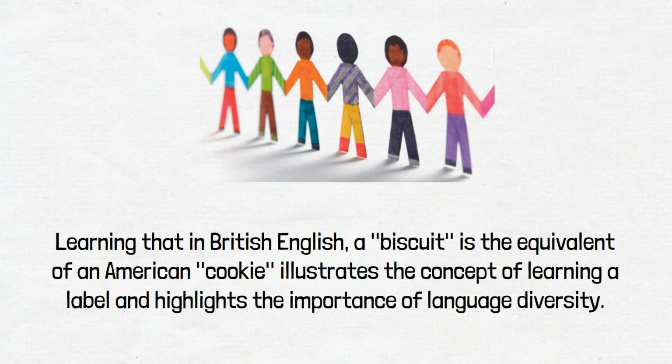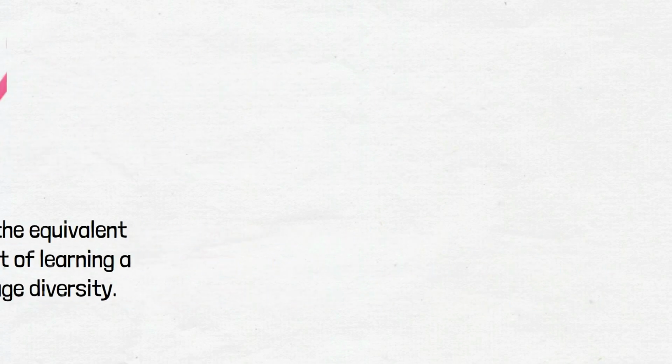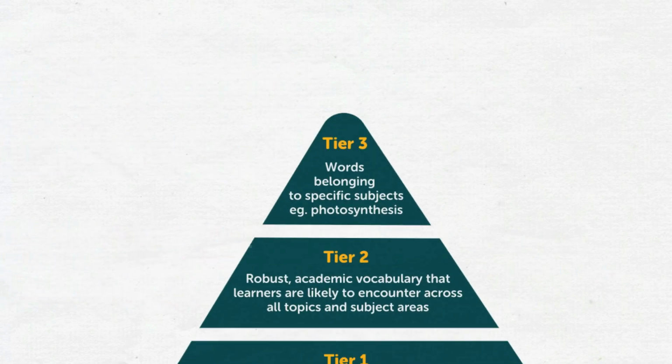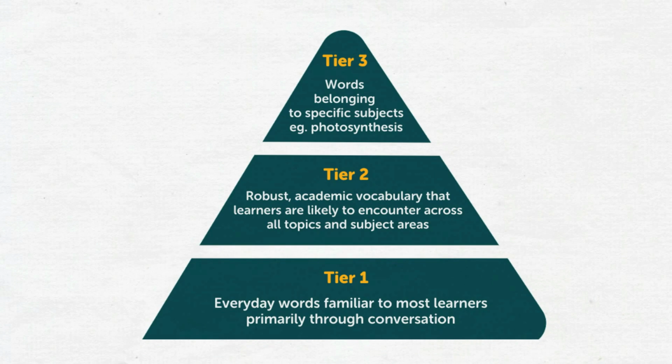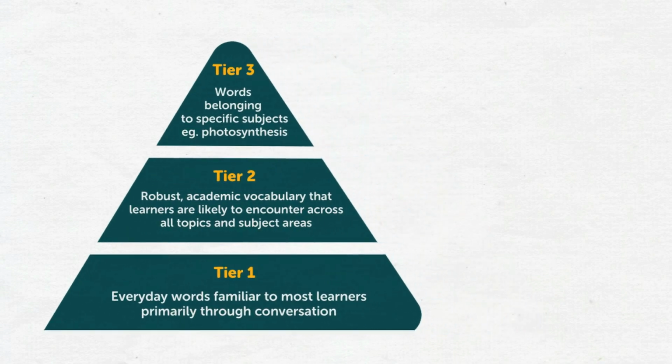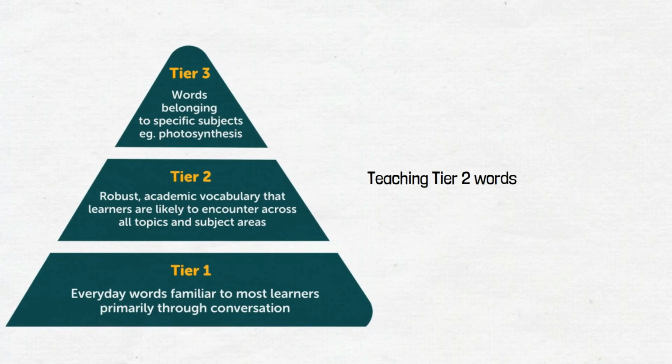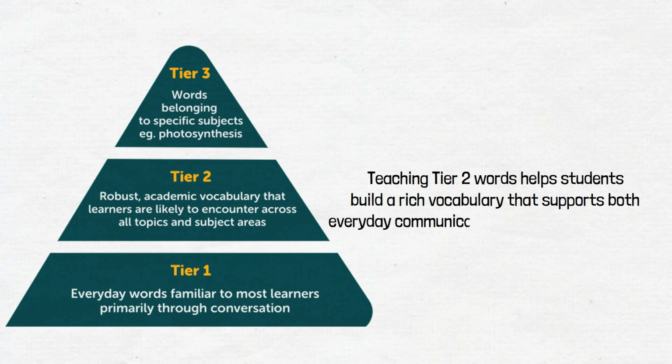Teaching tiered vocabulary is another effective strategy. Words are categorized into 3 tiers based on frequency and complexity. Tier 1 words are basic and commonly used, such as run or happy, while Tier 3 words are domain-specific, like photosynthesis. Tier 2 words, such as peered, are particularly valuable for instruction because they appear across various contexts and enhance academic language. Teaching Tier 2 words helps students build a rich vocabulary that supports both everyday communication and academic success.